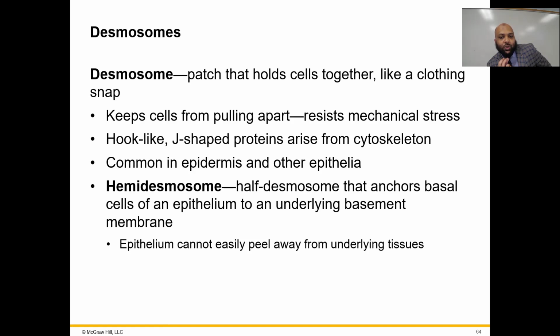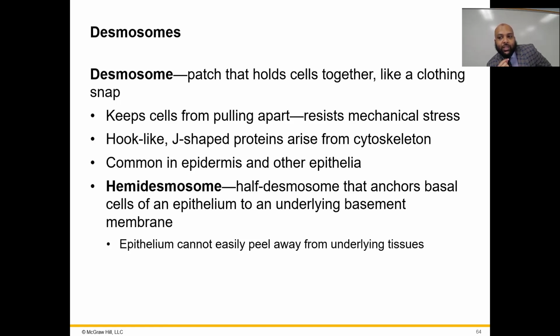Desmosomes. Desmosomes are patches that hold the cells together, like a clothing snap, and they keep the cells from pulling apart. They resist mechanical stress, and they have hook-like, J-shaped proteins that arise from the cytoskeleton.